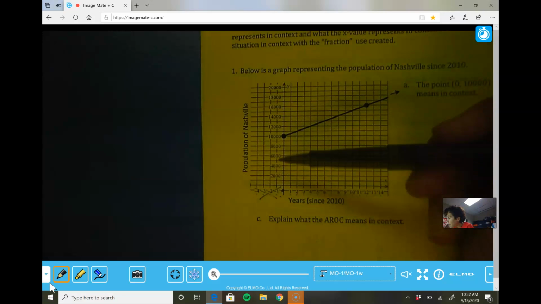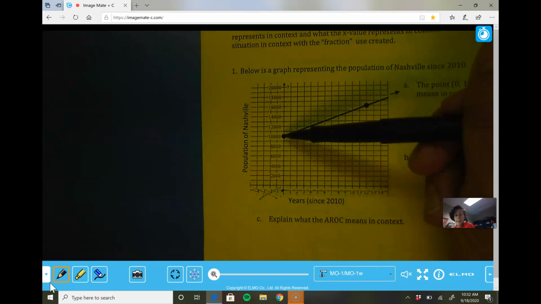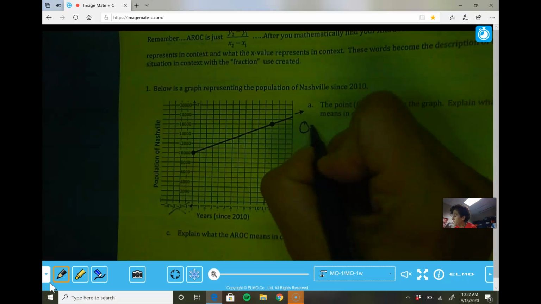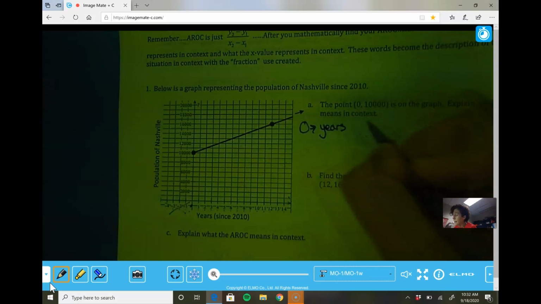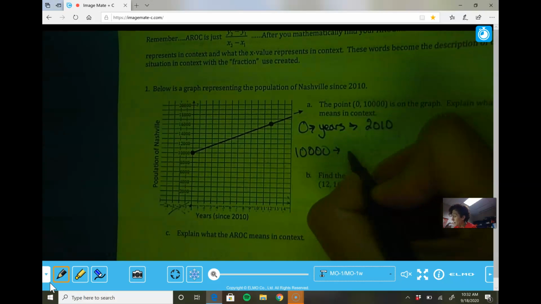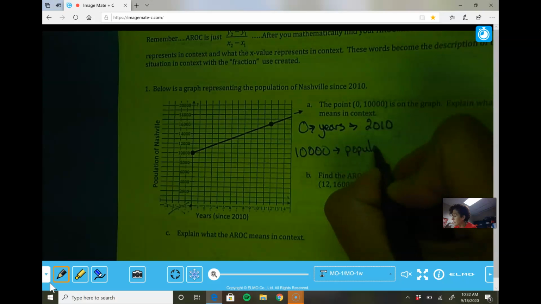And then if I look at the population, it's starting at 10,000. So when this data was taken, the population in 2010, the population of Nashville was 10,000, which I don't think it was that small. But anyway, what does this point mean in context? So 0 and 10,000. So again, 0 is the years, and that's since 2010. And so since it's no years since 2010, that is 2010. And the 10,000 is our population, because that's the y value.